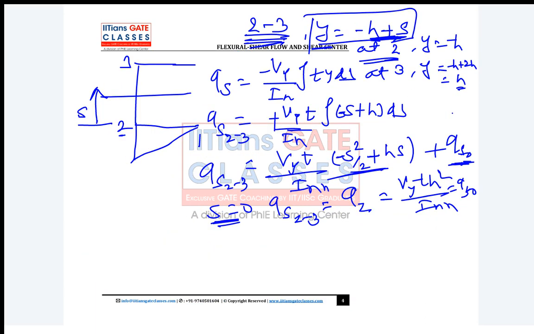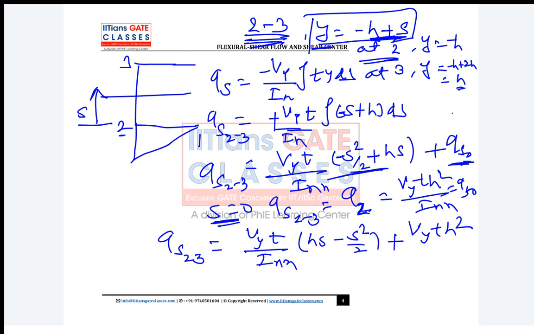Okay, so we know Q2. Now Q2 substitute in this equation. So Qs 2 to 3, what we got? We got Vy t upon Ixx, then Hs minus S square by 2 plus Vy t H square upon Ixx. Now guys, if you substitute in this equation S equal to 2H, tell me what you guys will get.